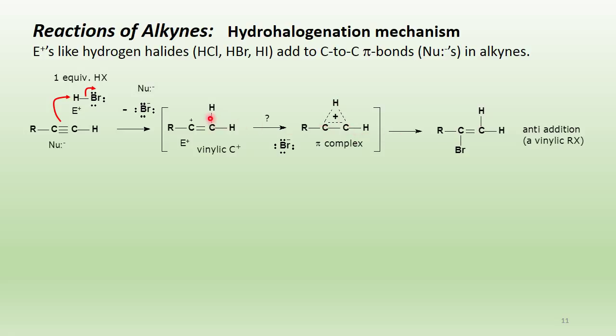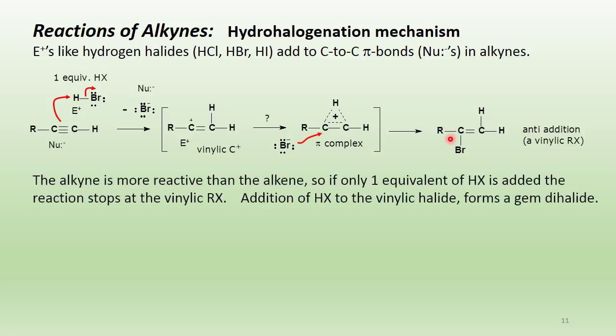This is odd because the hydrogen that's added does not have any non-bonded electrons like we've seen in the past with bromine or chlorine or mercury, so it can't really form a bridge, but somehow it does, and it's believed to involve the other pi electron pair forming what's called a pi complex, which forces an anti-addition product, like so. Now, the alkyne is more reactive than the alkene, as we saw with hydrogenation, and so if only one equivalent of hydrogen halide is added, the reaction stops at the vinyl halide, as we see here.